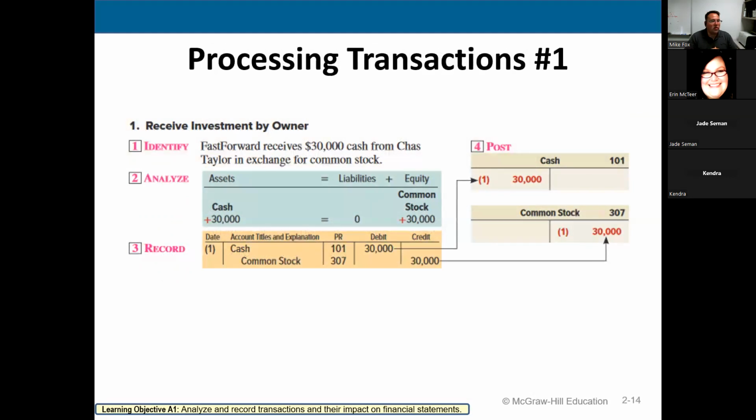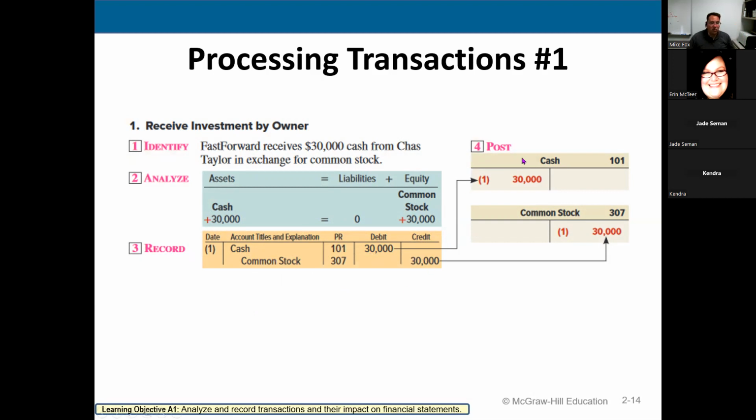All right. The first transaction is that the company receives $30,000 in cash from Chaz Taylor in exchange for common stock. So we analyze it and ask, what's happening? My asset cash is increasing and my equity common stock is increasing. Then we're ready to record. Cash is an asset, so an increase to an asset is a debit. So I'm going to debit cash 30,000. And common stock is an equity, so an increase to an equity is a credit. And now I've made my journal entry.